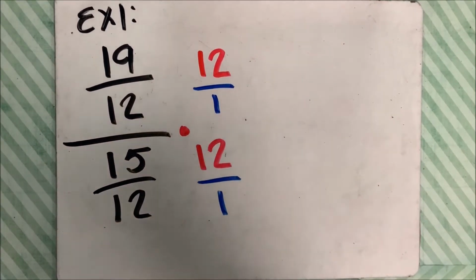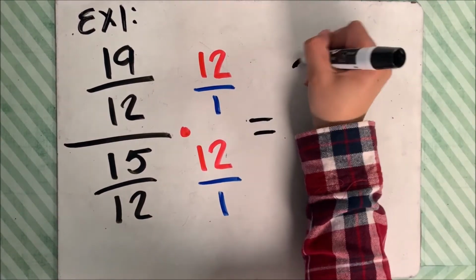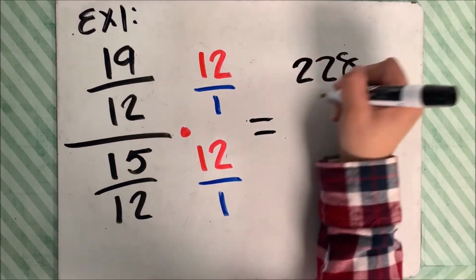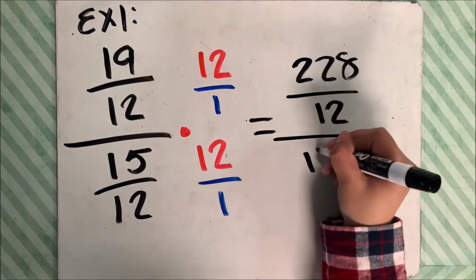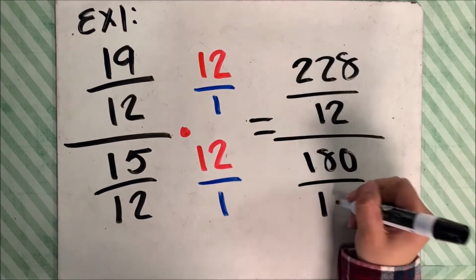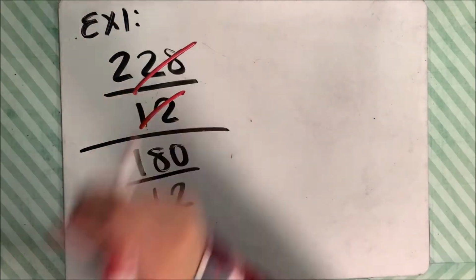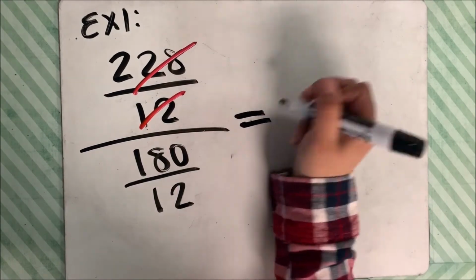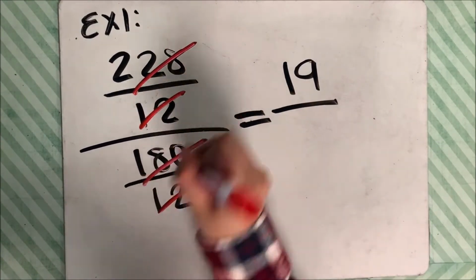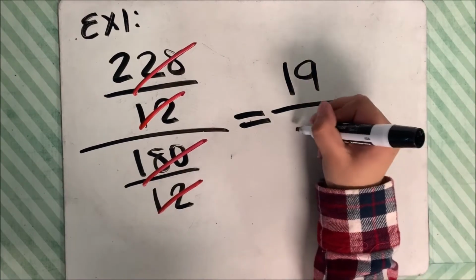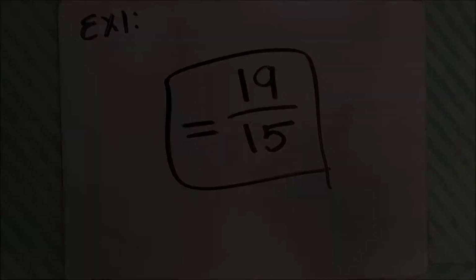So this gives us 228 over 12 over 180 over 12. We want to simplify it so it's only one fraction, so 12 goes into 228 19 times. 12 goes into 180 15 times. So our answer is now 19 over 15.